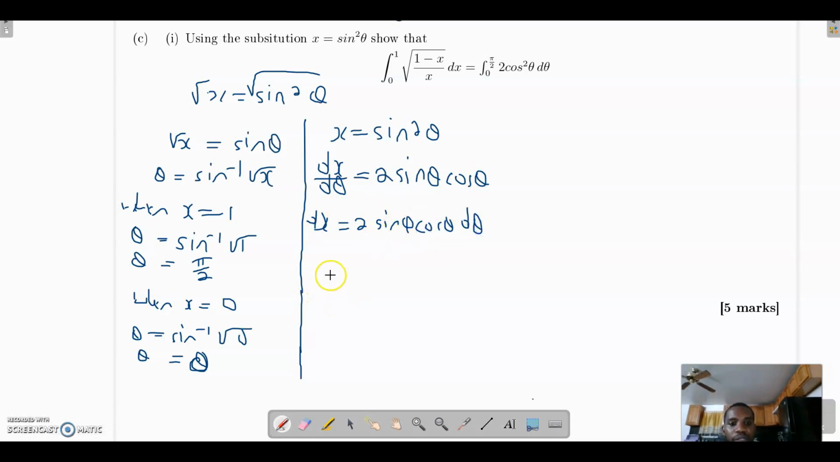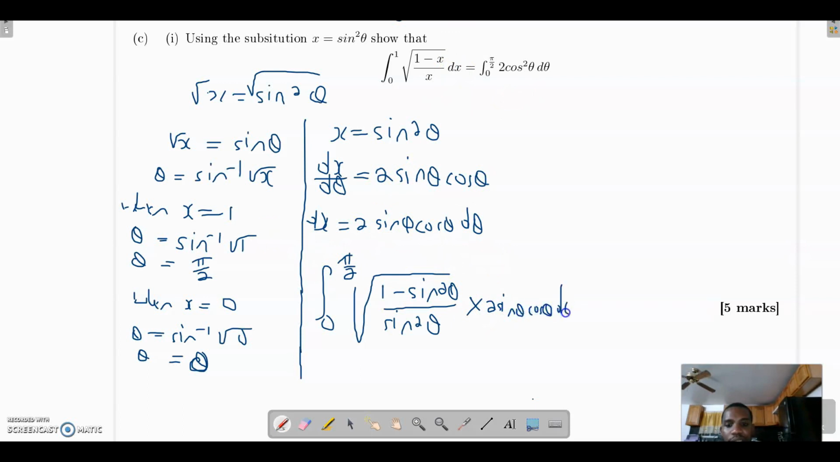Now we can go ahead and make the substitution. So we know the boundaries will now be 0 and pi over 2. In the place of x, we're going to be putting sine squared theta. So I'm going to have 1 minus sine squared theta over sine squared theta times, where you have a dx here, we're going to replace that with 2 sine theta cos theta d theta. So 2 sine theta cos theta d theta.